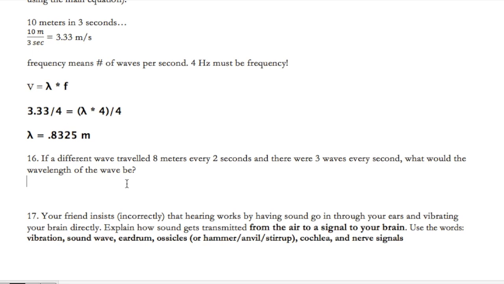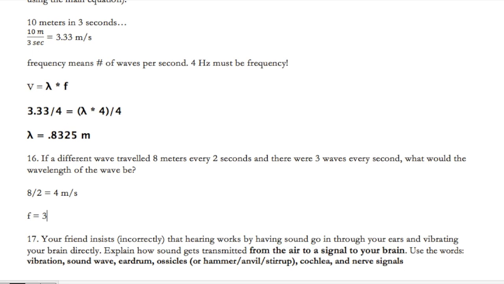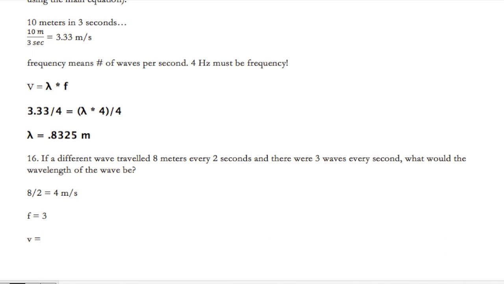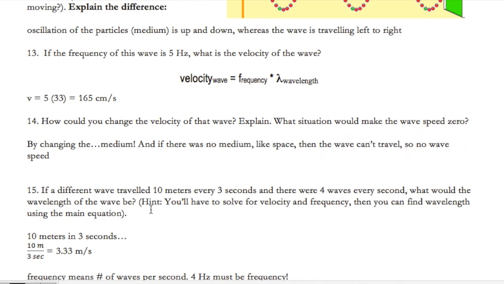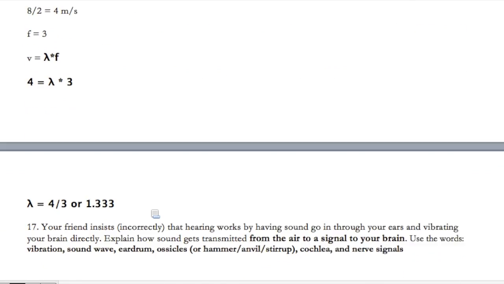Alright, so this one asks you to kind of do the same thing without the hint. Travels 8 meters every 2 seconds, so 8 meters per 2 is 4 meters per second. And there are 3 waves every second. So again, we put into our equation, V equals velocity, wavelength times frequency. We have a velocity of 4 equals some wavelength times a frequency of 3. And we get a wavelength equal to 4/3, or 1.333. Now I went really fast there. Rewind and watch it again if you need to. That's the point of these videos, is that you're able to rewind and watch that.